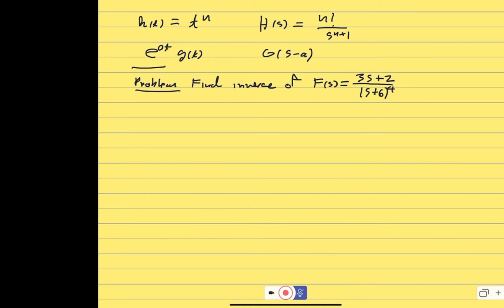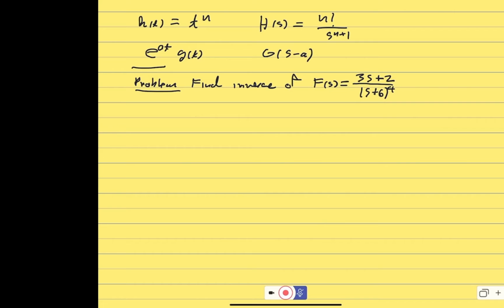Okay, our problem is to find the inverse transform of this function here. What we know at this point is, I know how to take the Laplace transform of a power of t, just this function here. The other thing we're going to use is, if I know a Laplace transform and replace this argument by s minus a, that multiplies the original function by e to the at.